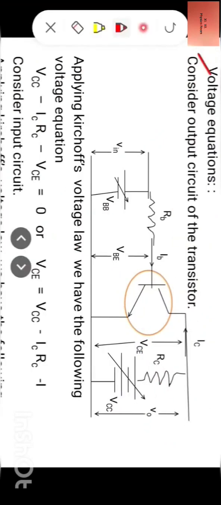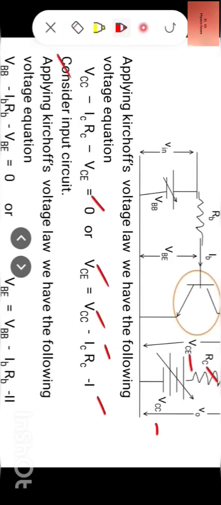Now voltage equations. Consider output circuit of the transistor. Applying Kirchhoff's voltage law, we have the following voltage equations. VCC minus ICRC minus VCE is equal to 0. From this equation we calculate VCE, which is equal to VCC minus ICRC. Let us mark it as equation 1.